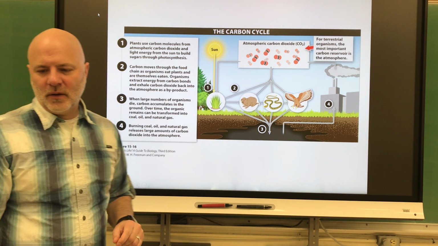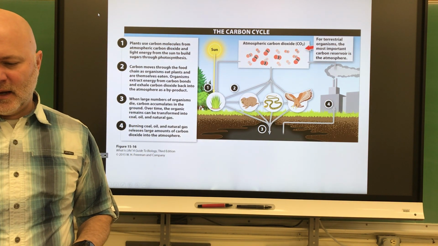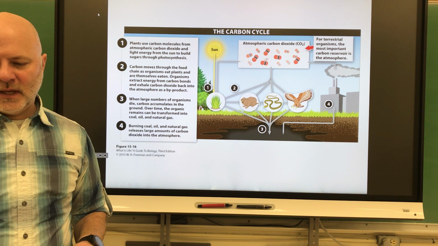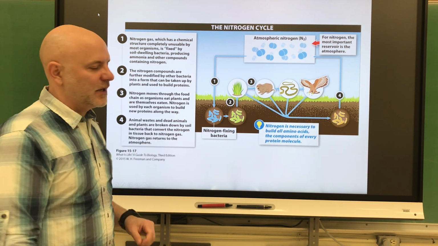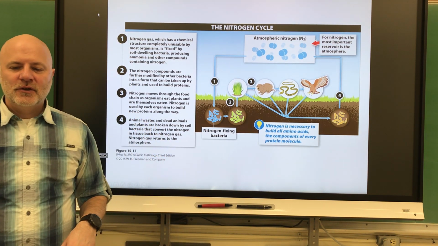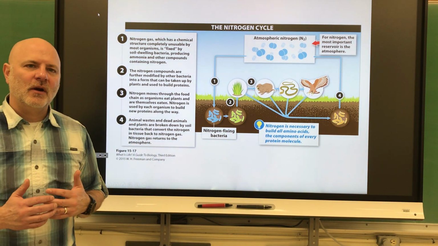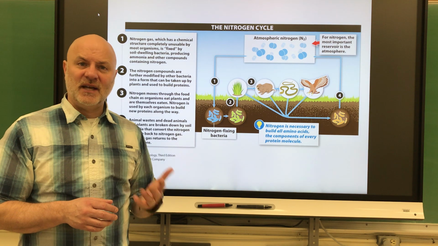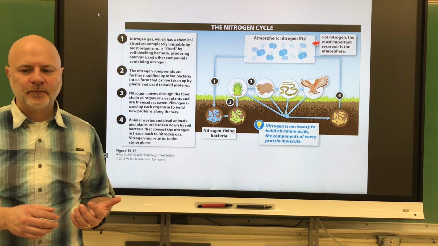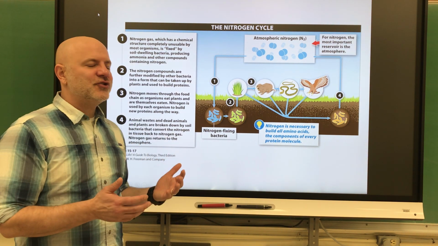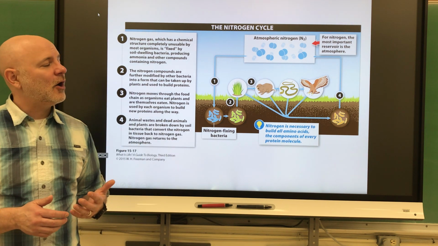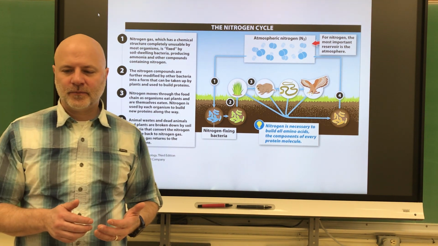All right, let's look at, I have this out of order, let's look at the nitrogen cycle first. Nitrogen gas, N2, comprises most of the gases in our atmosphere, 78% as a matter of fact. But nitrogen's deficiency often limits plants' growth, all right?